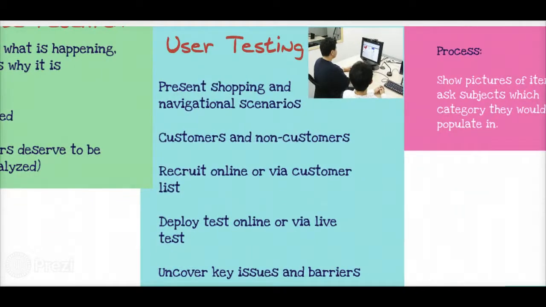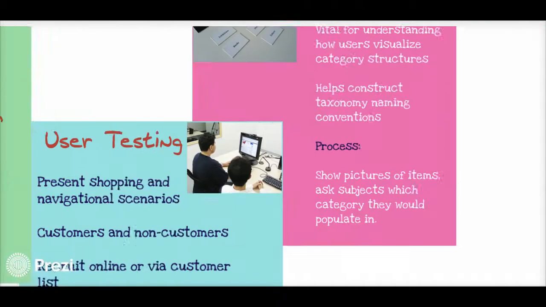The first thing you want to do is conduct user tests. You can do them online, or live in your office with a moderator, and really the goal is presenting shopping and navigational scenarios to customers and non-customers alike to see how they go through, and to see if you can identify patterns in aspects of your website that are tripping people up. And again, the whole goal here is to uncover key issues and barriers that exist, the primary research telling you what's happening and validating it with what the analytics data is telling you.